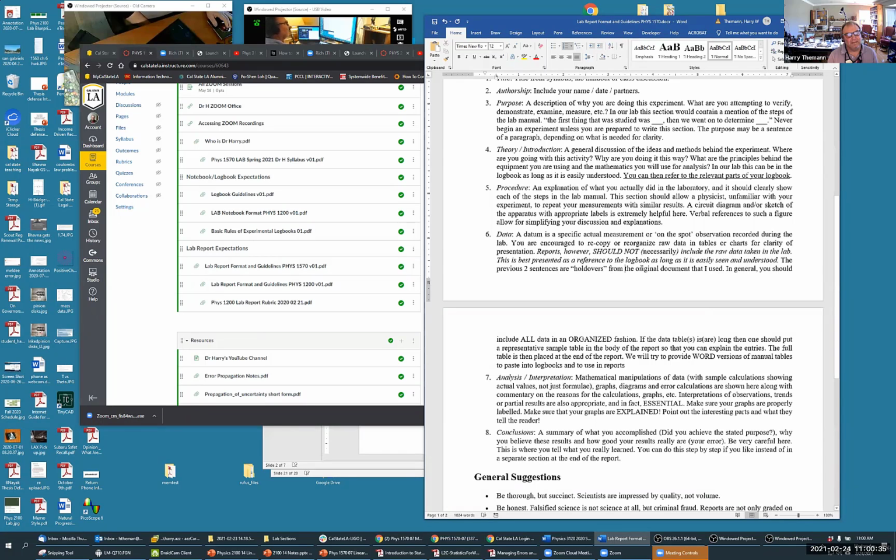I'm getting laggy here with my mouse. What's going on? Anyways, these previous two sentences are holdovers from the original document. And so these are some new words. In general, you should include all data in an organized fashion. And that's where it says you're encouraged to recopy or reorganize data into tables or charts. So, it's sort of like a difference between these things.